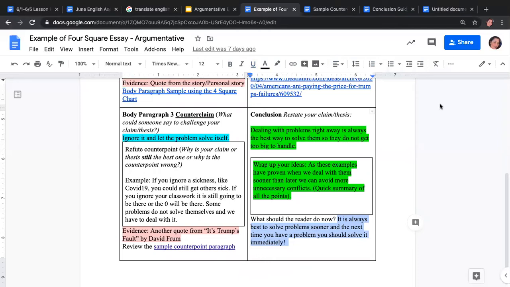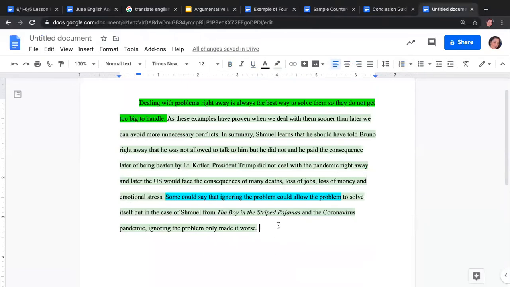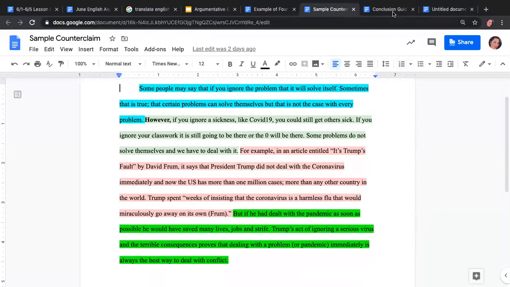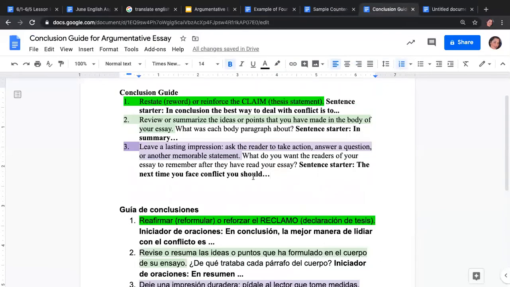Let me copy that. It's my own words, so it's not plagiarism. It's not copying off of me. And then let me put it here, see if it works. If not, I might have to use that sentence starter. It is always best to solve problems sooner, and the next time you have a problem, you should solve it immediately. I feel like it's very brief. Let me see this conclusion guide. The next time you face conflict, you should.